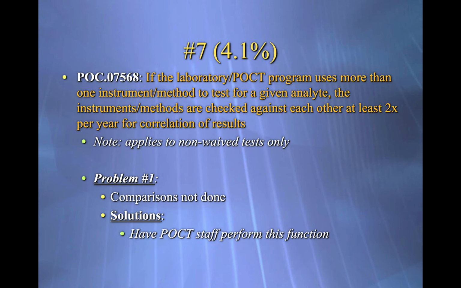And a simple solution for this, although the point-of-care staff doesn't like it, is to actually have the point-of-care staff do this. Bring in glucose meters from a couple of different locations, test them side by side, and show that they correlate. Bring in ACTs from the OR and from radiology and make sure that they correlate side by side, and do that twice per year.